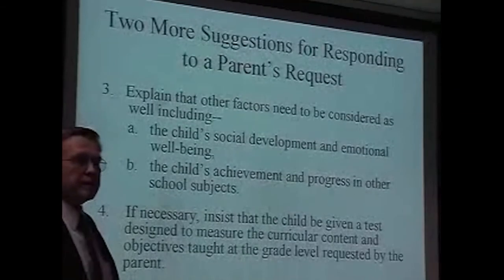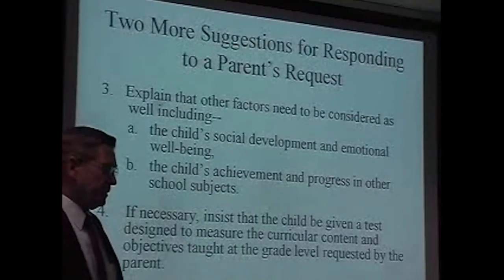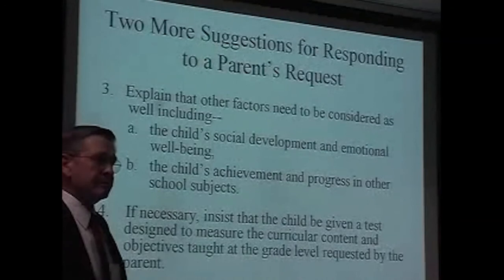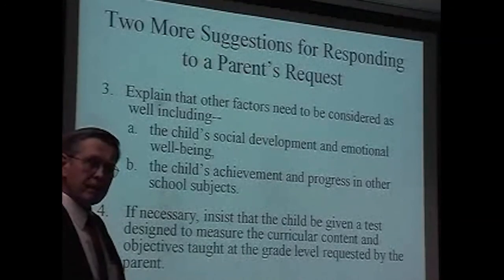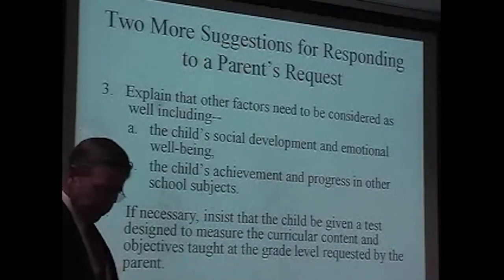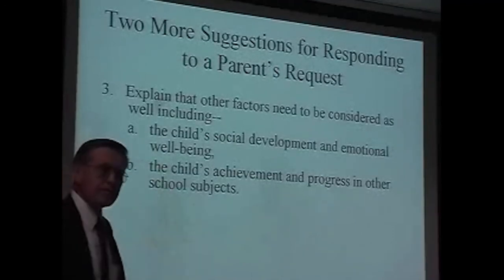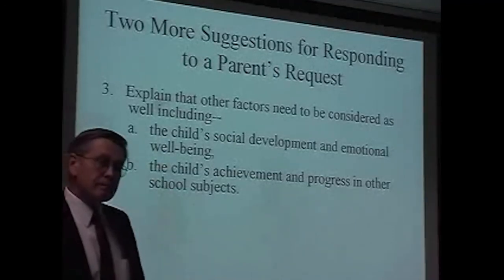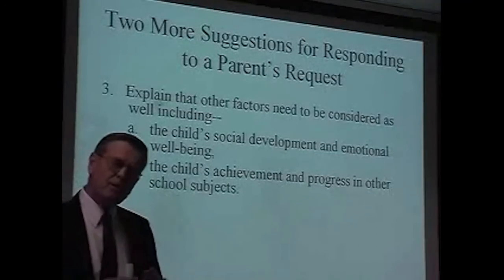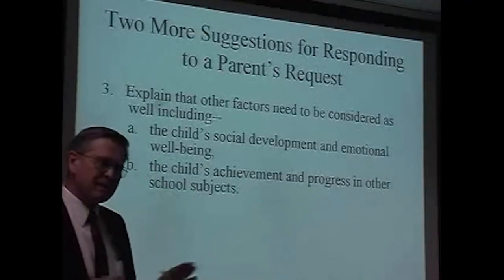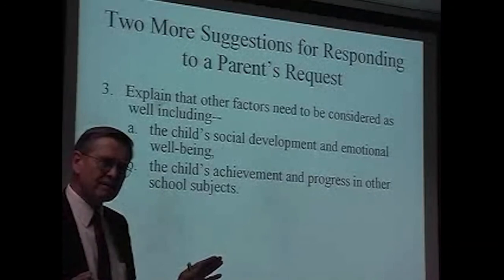And if the parent still insists, then let's give him an 8th grade test. And if he does well on that, and if the parent is willing that these other factors are okay, then maybe we ought to promote him. But we don't want to do it solely on the basis of that grade equivalent score.